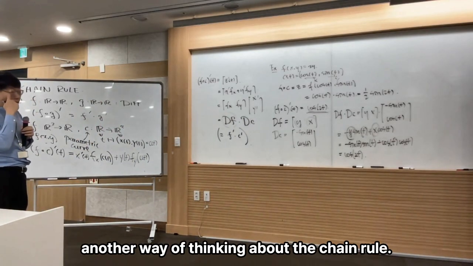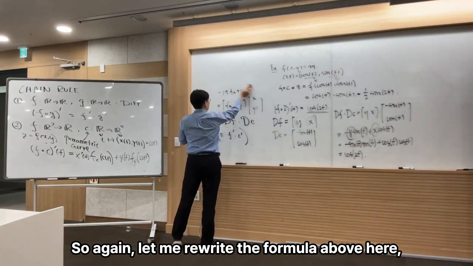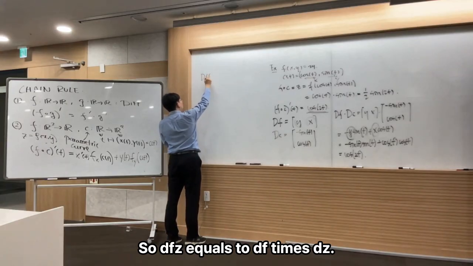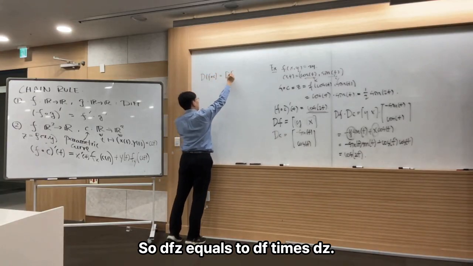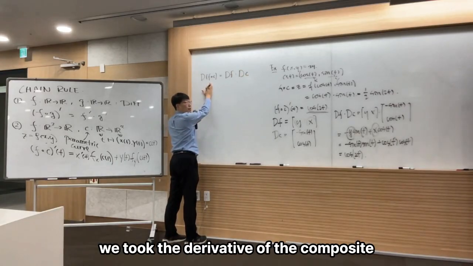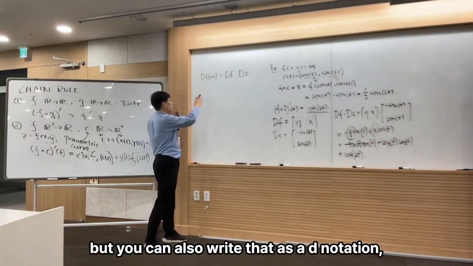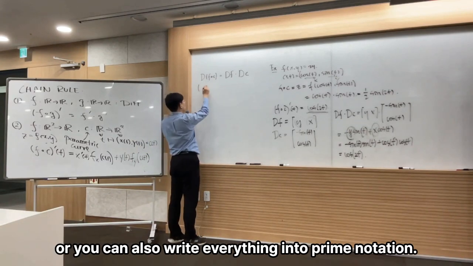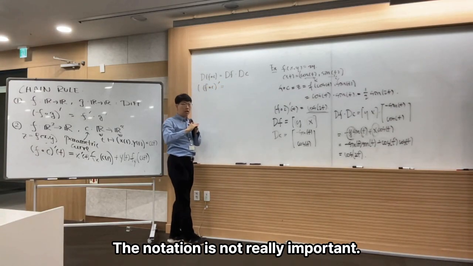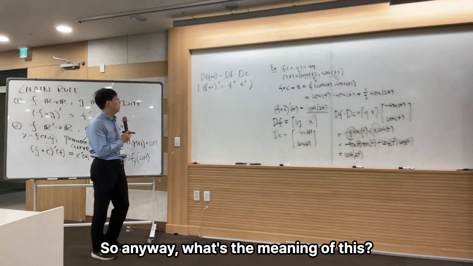So I'll give you another way of thinking about the chain rule. Again, let me rewrite the formula above here and then give a picture. d(f∘c) equals df times dc. On the left-hand side, we took the derivative of the composite. Since it was a single variable function, I just took the prime, but you can also write it in d notation, or write everything in prime notation. It doesn't matter. The meaning is important; the notation is not really important. So anyway, what's the meaning of this?